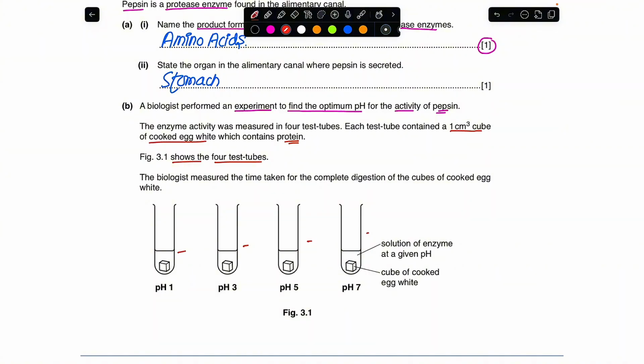In this figure 3.1, they show these 4 test tubes, and you see that since we are checking the optimum pH, the pH we would be changing. So this is our independent variable. As you see, all the 4 test tubes have a different pH. Afterward, what the biologists measure is the time taken for the complete digestion of the cubes of cooked egg white. They would simply see in test tubes 1, 2, 3, and 4 having different pH, at what pH the cooked egg white would be digested in less time, and that would be their optimum pH.